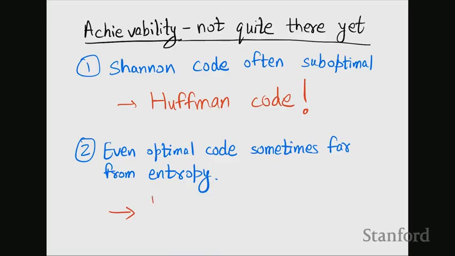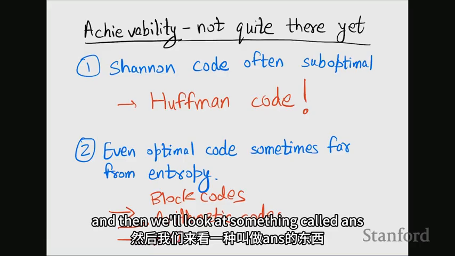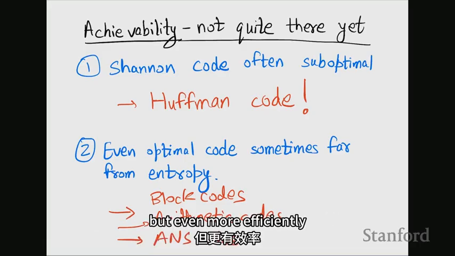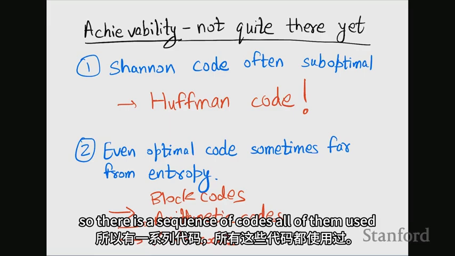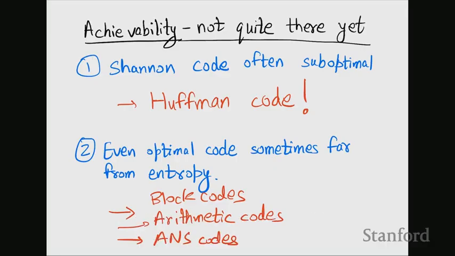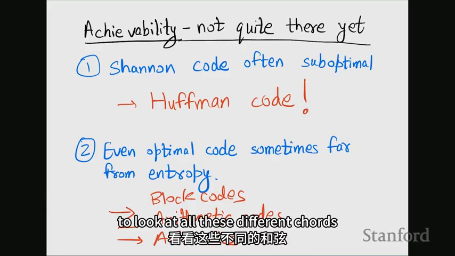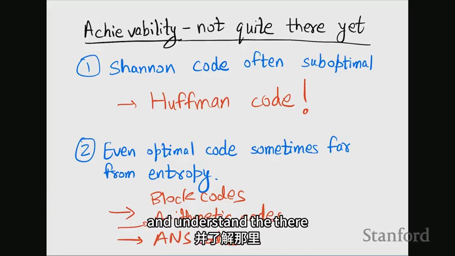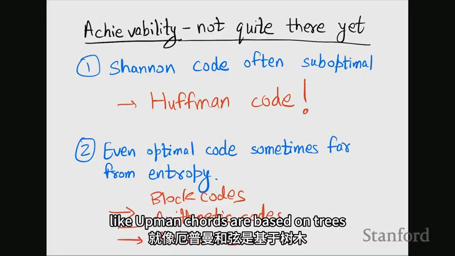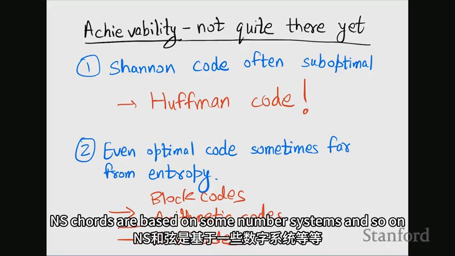So we will first look at block codes. Then we will look at something called arithmetic codes, which get the same result but much more efficiently. And then we will look at something called ANS, which again gets the same result but even more efficiently. So there is a sequence of codes, all of them used in a bunch of real life data compressors. They're themselves data compressors. So this will be the plan for the next two weeks, to look at all these different codes and understand various very cool ideas: Huffman codes are based on trees, arithmetic codes are based on arithmetic, ANS codes are based on some number systems and so on.